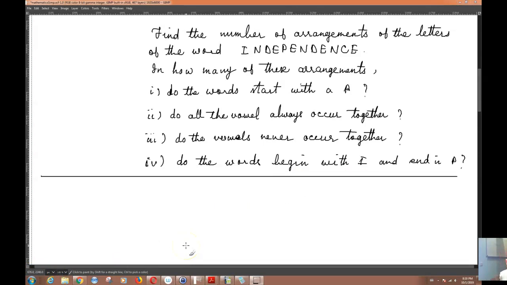Okay, so now in order to solve this problem, first of all, we want to find the number of arrangements of the letters of the word independence. So the first part is easy. So you have basically independence.